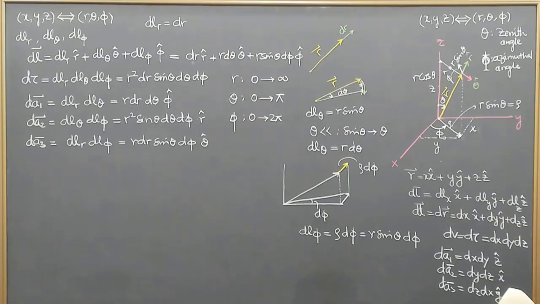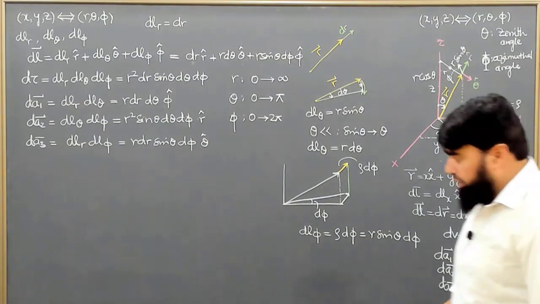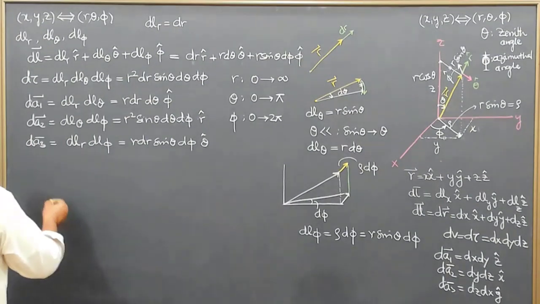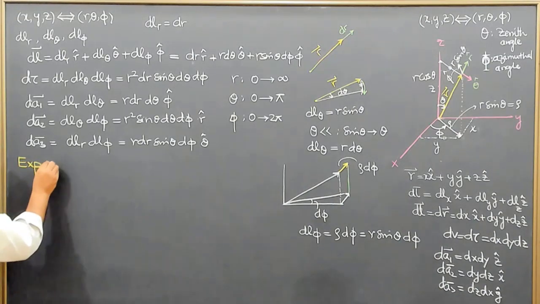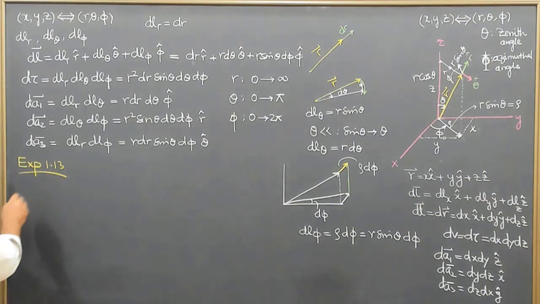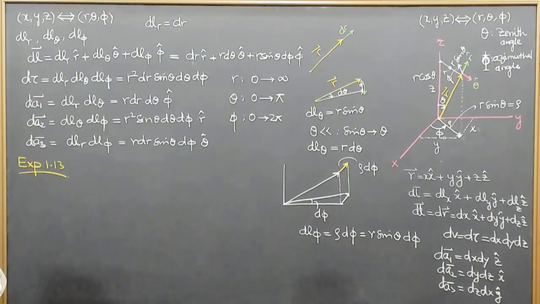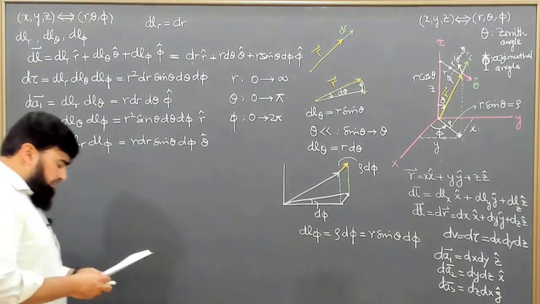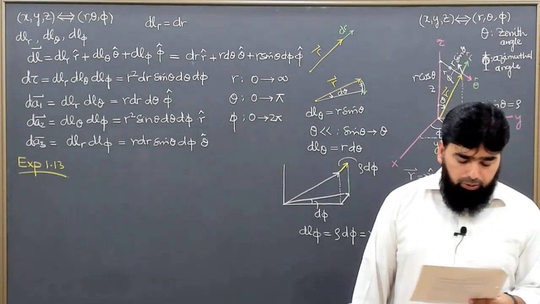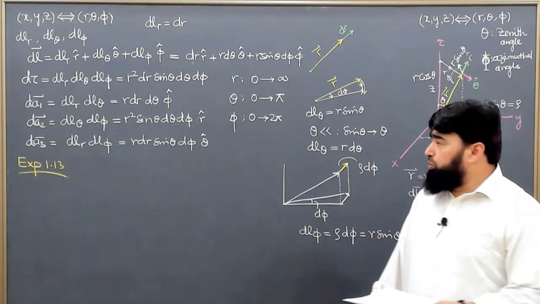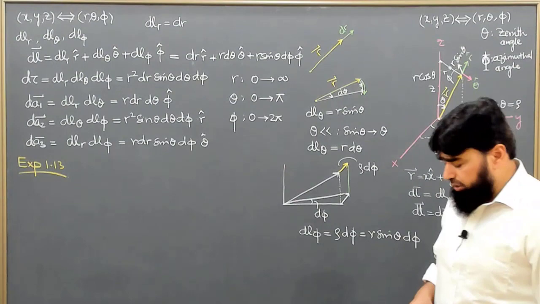We calculated the area elements, we calculated the volume element, and now I can calculate example 1.13, where we can calculate the area and volume of a sphere. The example says, let me recite it: find the volume of a sphere of radius r. But we will also calculate the area of this sphere as well.